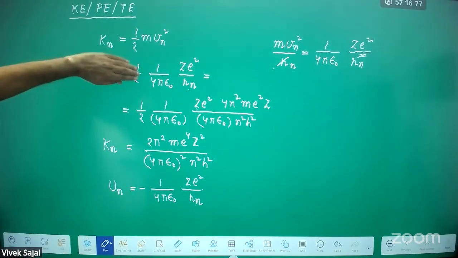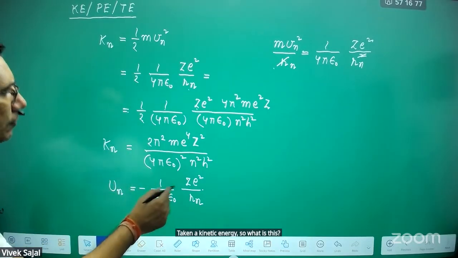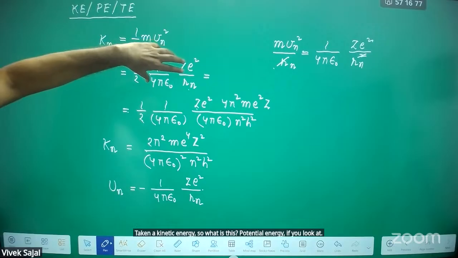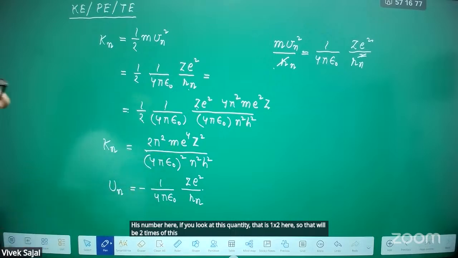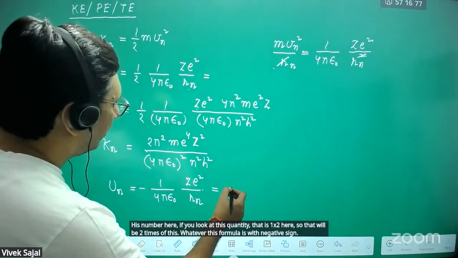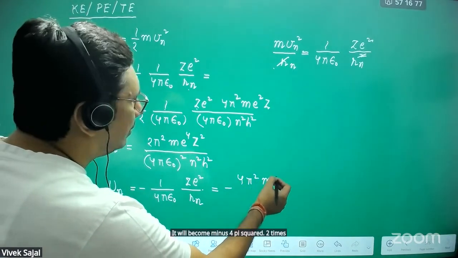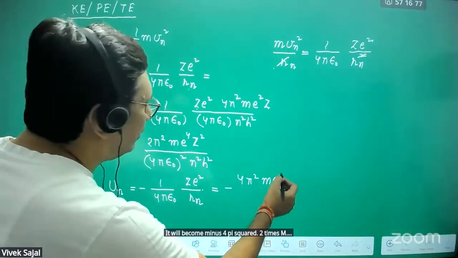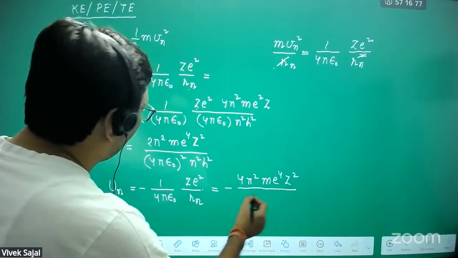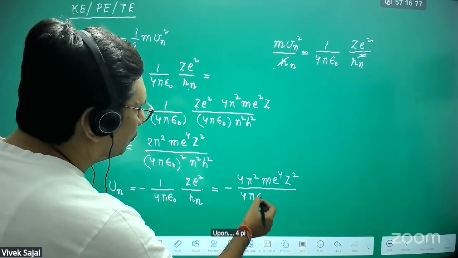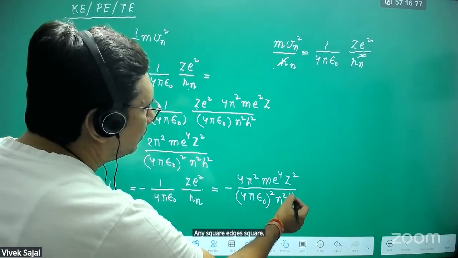Look here, this is half of this. Okay? Kinetic energy. So what is this? Potential energy, if you look at this quantity, that is 1 by 2 here. So that will be 2 times of this. Whatever this formula is with negative sign, it will become minus 4 pi square 2 times m e to the power 4 z square upon 4 pi epsilon naught whole square, n square h square.